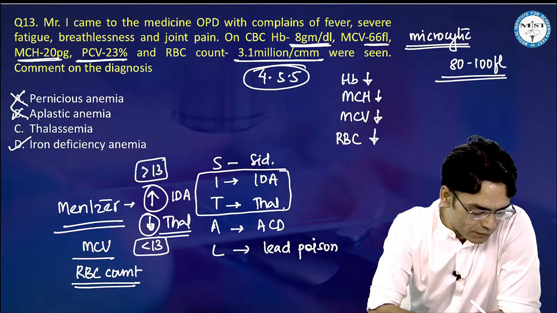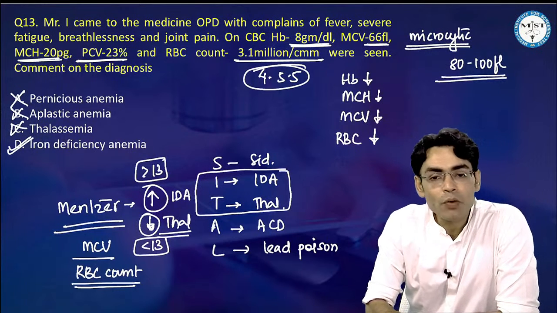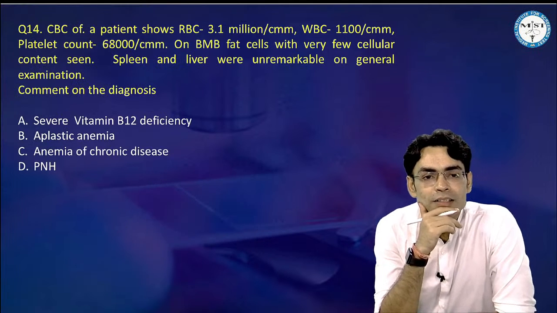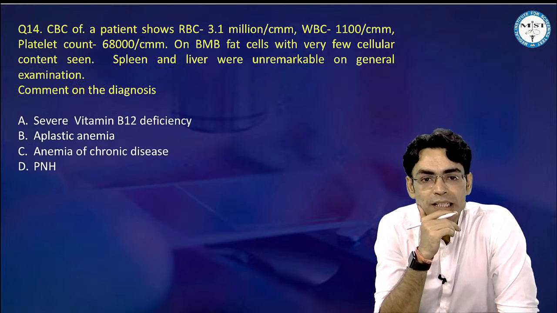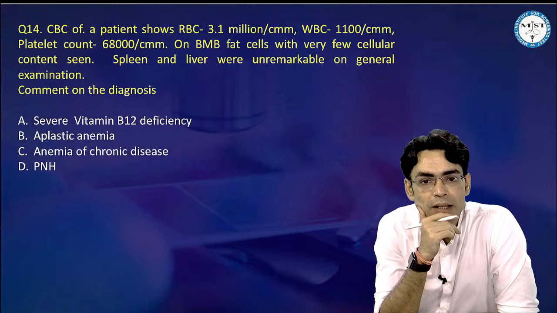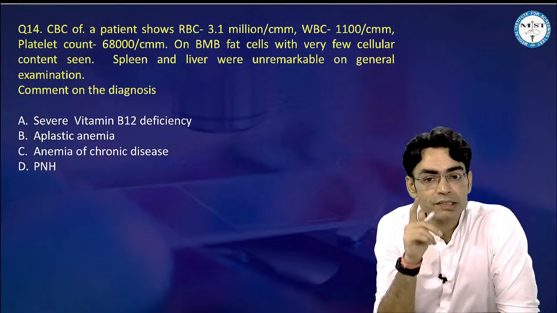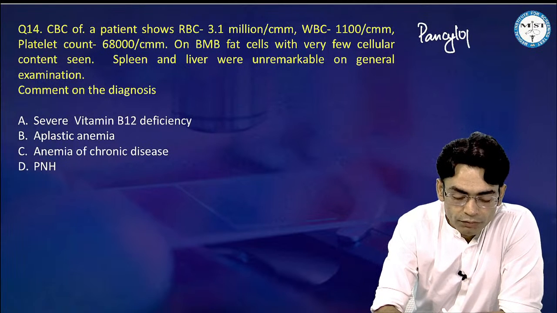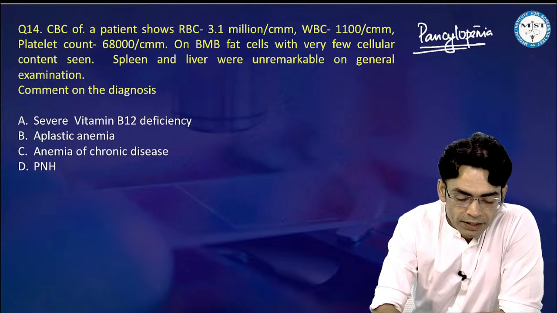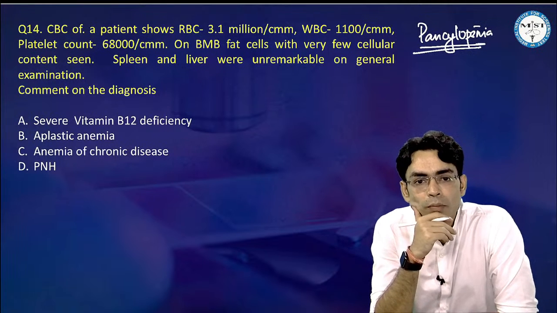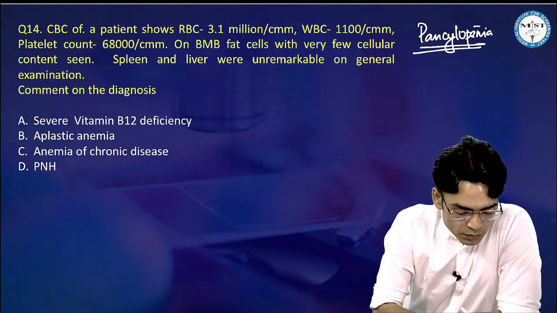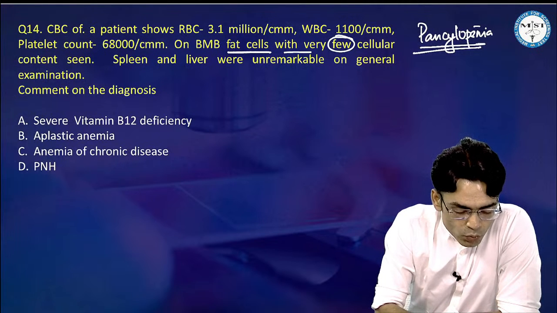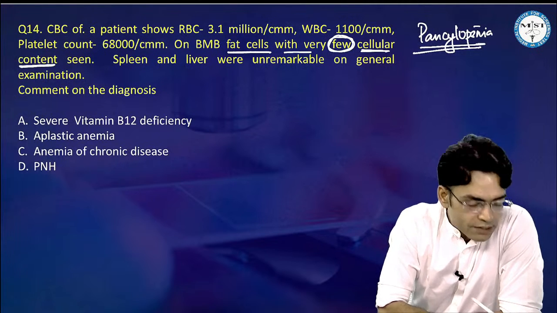So the correct answer for this question is D. Moving on to the next question. CBC of a patient shows RBC 3.1 million per cubic millimeter, WBC 1100, platelet count 68,000. So everything is going low. That means this patient is suffering from pancytopenia. Let's move further. On bone marrow biopsy, fat cells are seen with very few cellular content.